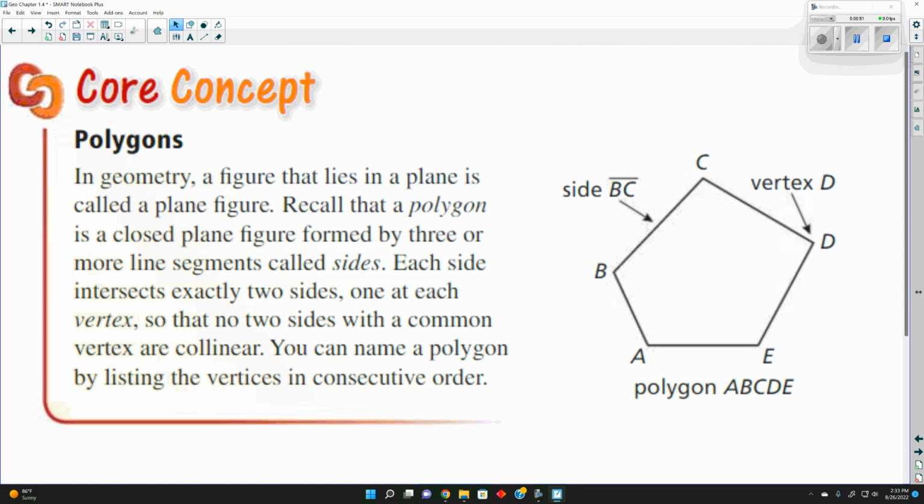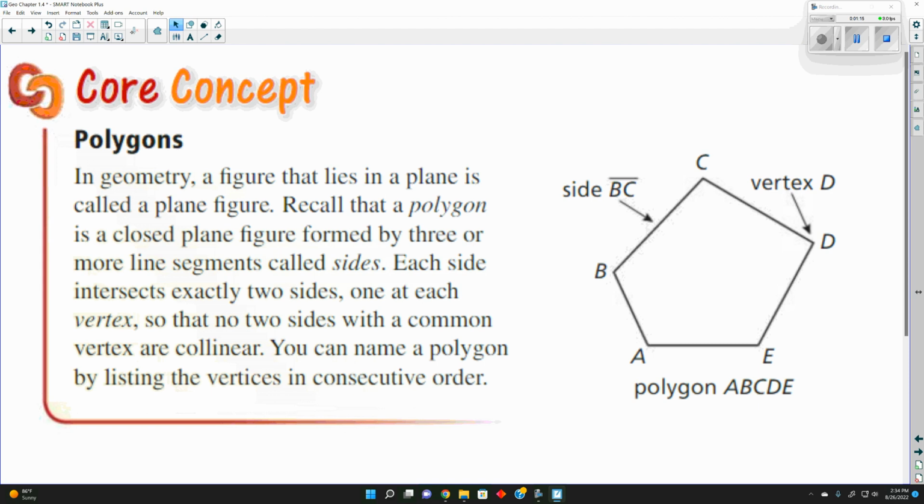In geometry, a figure that lies in a plane is called a plane figure. Recall that a polygon is a closed plane figure formed by 3 or more line segments called sides. Each side intersects exactly 2 sides at one vertex, and no 2 sides with a common vertex are collinear. You can name a polygon by listing the vertices in consecutive order.